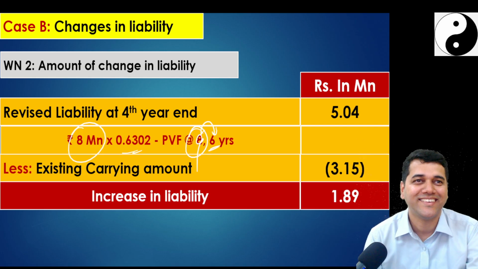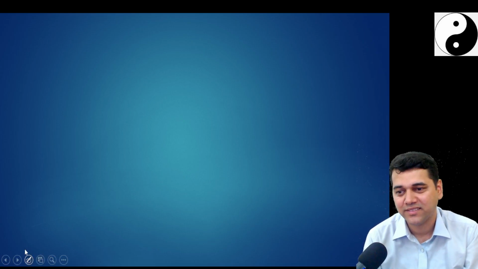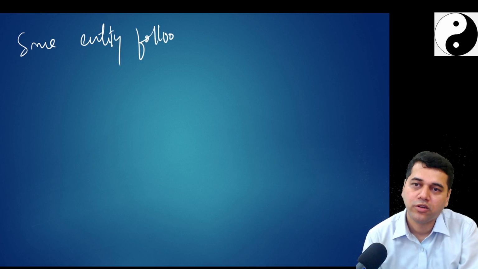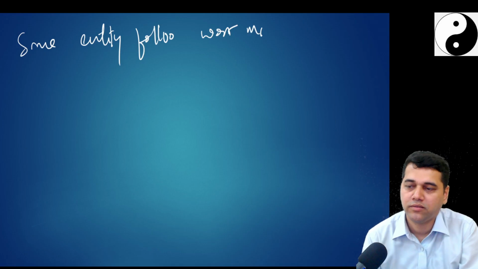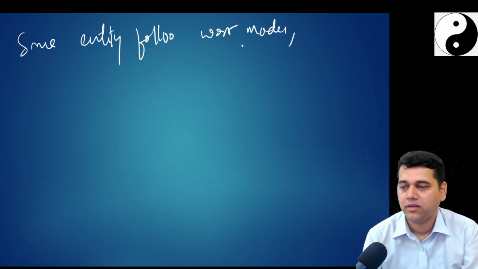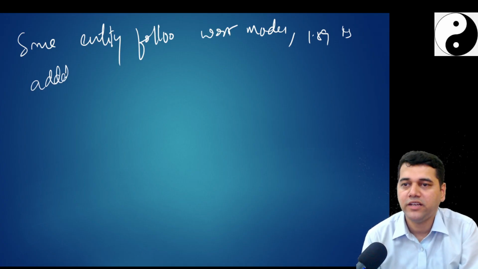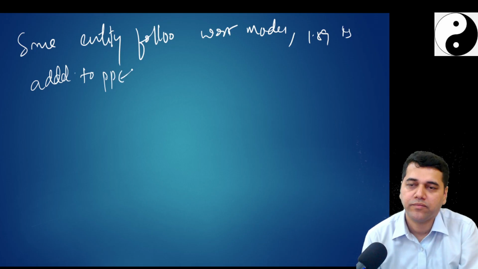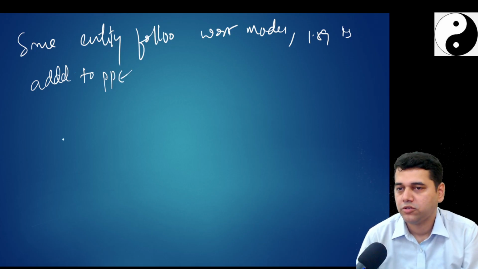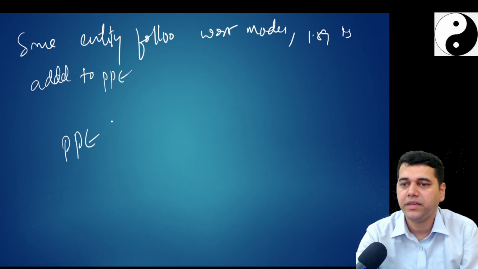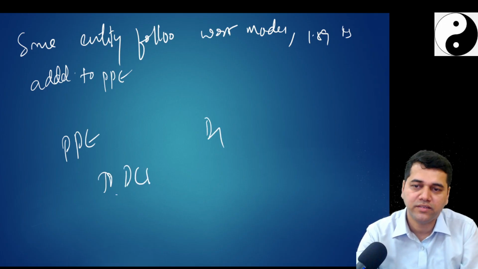Easy. Okay, easy, no? PP. Okay, but you should try it, no? Since the entity follows the cost model, 1.89 is added to PP. So your entry will be PP debit to DCL.